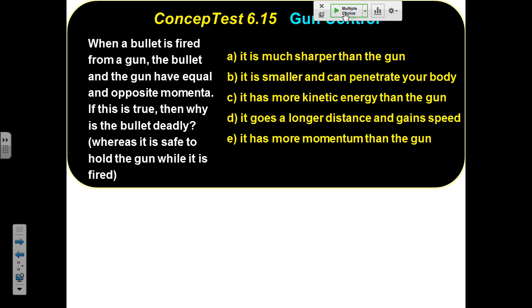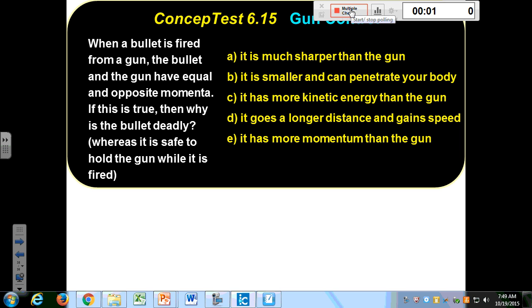When a gun is fired, the bullet and the gun have equal and opposite momenta, then why is the bullet deadly, whereas it's safe to hold the gun? So your gun and your bullet both have the same momentum. Why then are they so different?